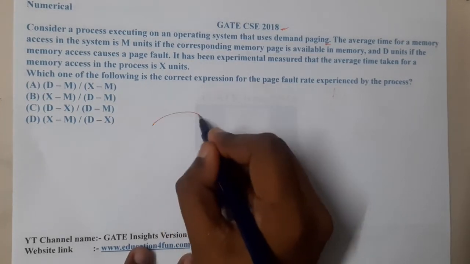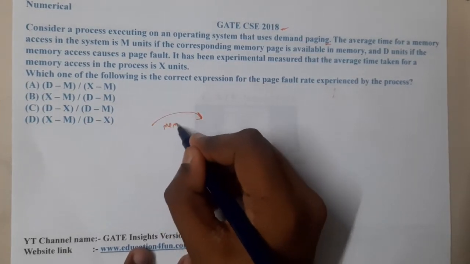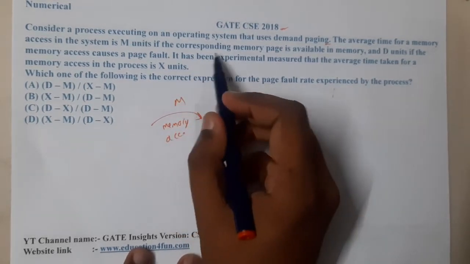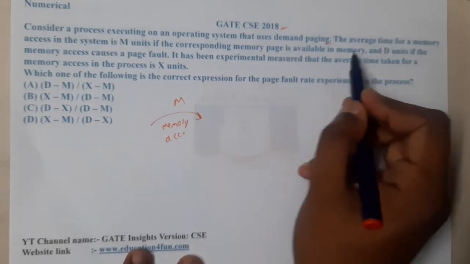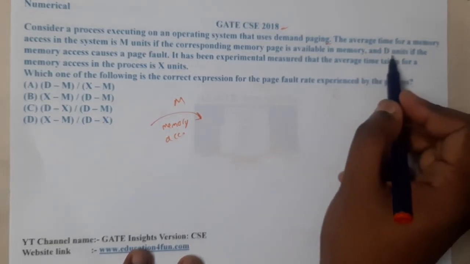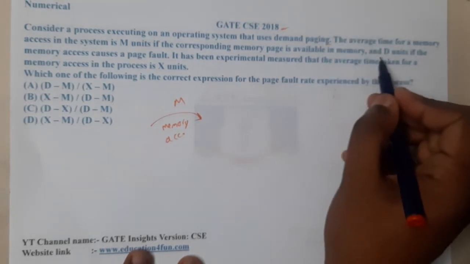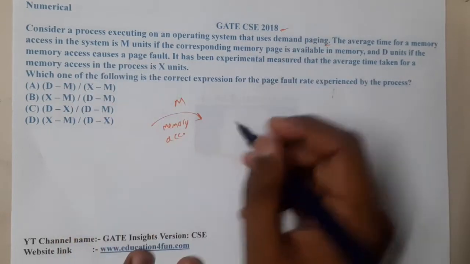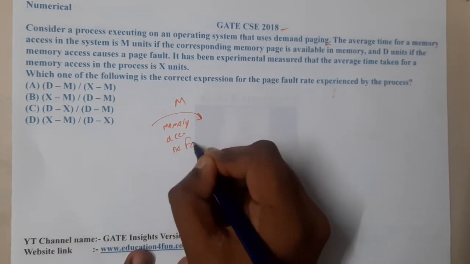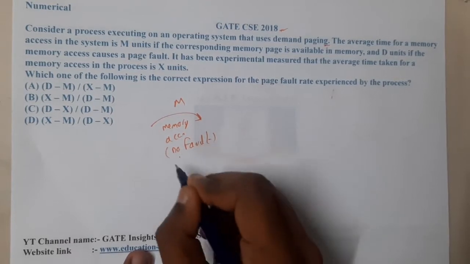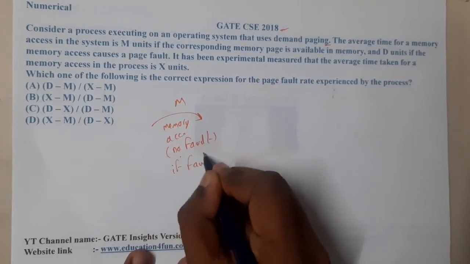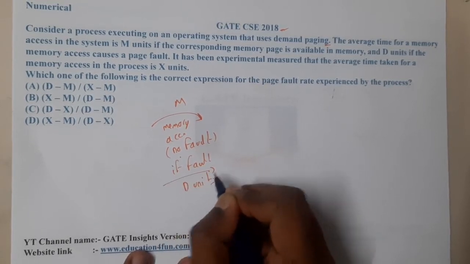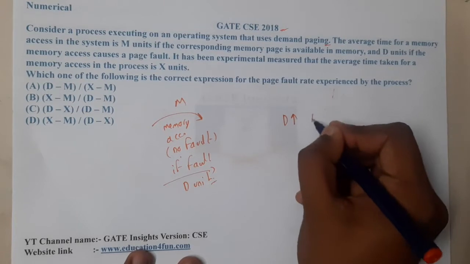The memory access is m units of time if the corresponding memory page is available in the main memory, and d units of time if it causes a page fault. So if there is no fault, meaning a direct access, it will take m units. If a fault, it will take d units. In simple words, d will always be greater than m, right?